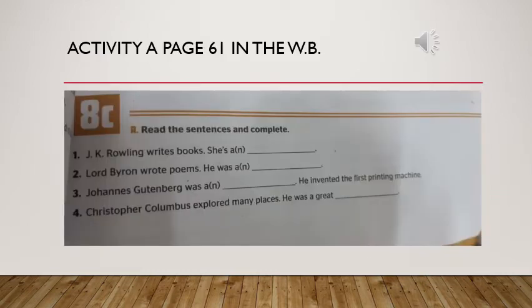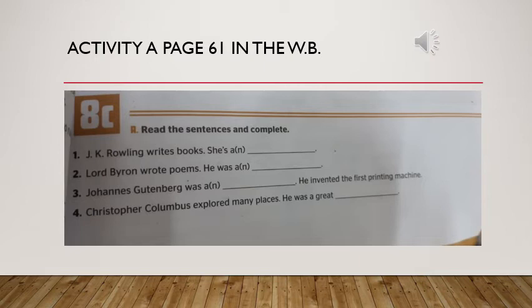Now open your workbook page 61 and read the sentences and complete. This is activity A. It is very easy. You just have 4 sentences. Read them and change, okay, the verbs. You have one verb in each sentence. Change it to a noun. We did this in the, I think, second slide.